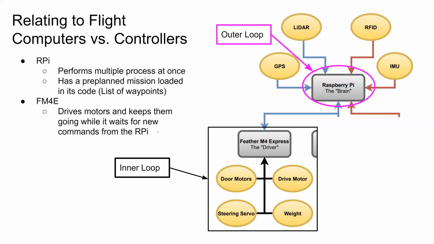So it's very similar to how the Feather is almost like the flight controller, where it would stabilize the drone. In our case, it wasn't really stabilizing the robot, but it kept the robot moving forward, and it kept it steering properly. And then the Pi would just give it new commands on which direction to go.